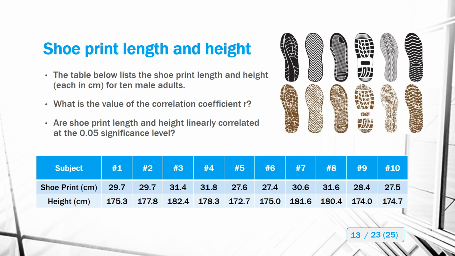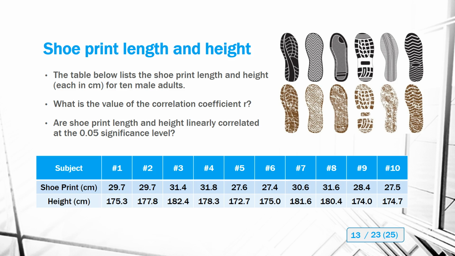Let's look at an example to illustrate what we've just discussed. The table below is listing shoe print length and height, both of which are in centimeters, for 10 male adults. So the questions we're asked are: what is the value of the correlation coefficient R? And then, are shoe print length and height linearly correlated at the 5% significance level? So here's our data. It's paired.